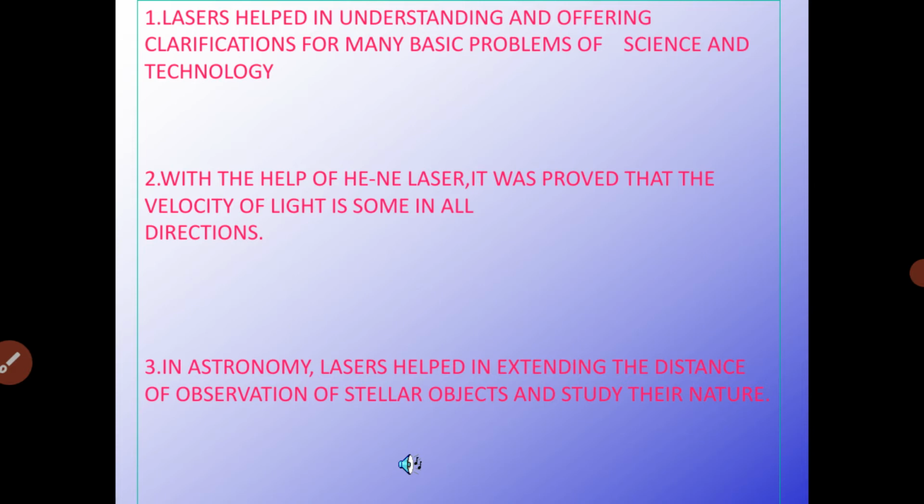Here the word stellar objects means astronomical objects like planets, stars, galaxies. These all are known as stellar objects. The study of this is known as astronomy. In this case, lasers are very useful for extending the distance and for the observation.